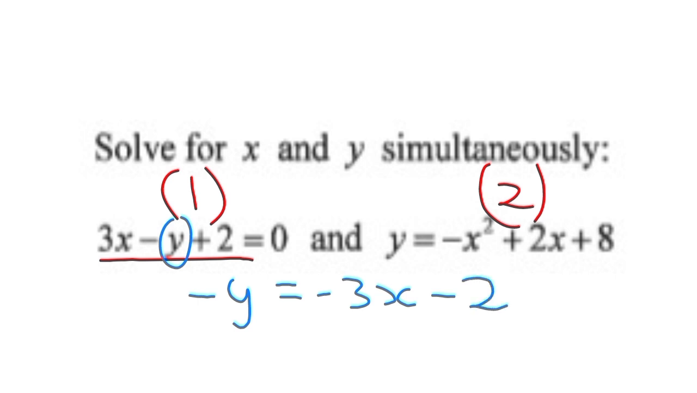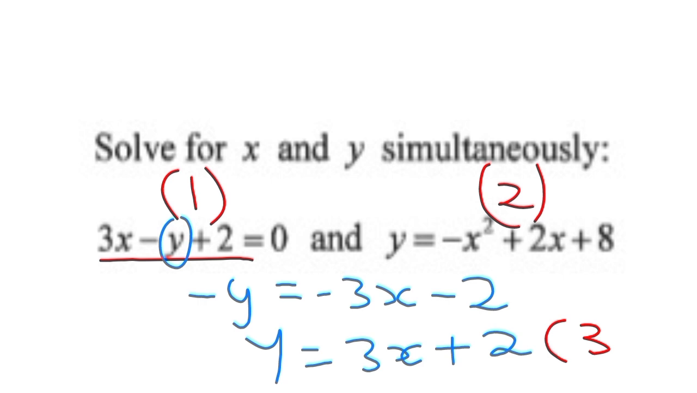Good people, we want positive y, not negative y, so we are just going to divide by negative throughout the equation. Then the value of y here will be equal to 3x, because negative divided by negative is positive. So here we are going to have positive 2, good people. This becomes our equation number 3.